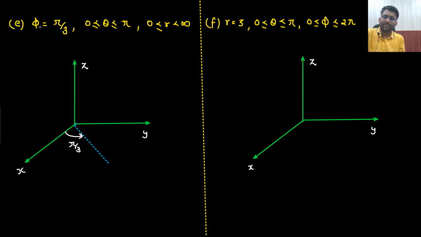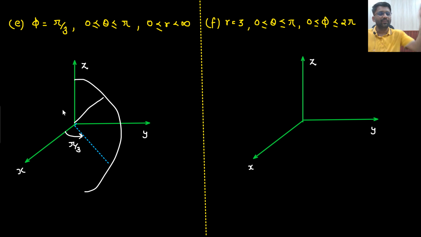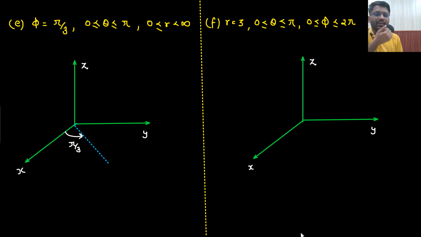But in this case, phi equals pi by 3 is fixed, but theta will vary from 0 to pi, and r will also keep on varying. This distance will keep on varying. So what do you think you will be getting? I will be getting a disc only. I hope you are able to understand this point.